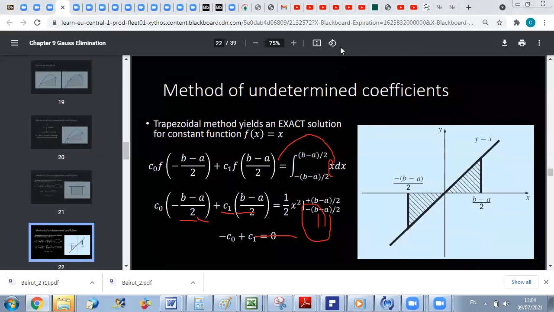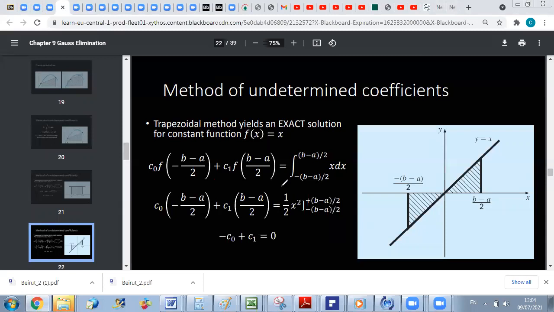Okay? So now I will repeat the same procedure, but now I will say that I expect that this trapezoidal method can give me the exact value if my function type is linear. This is why I will repeat the operation and say that C0 times f of x0, which is minus b minus a over 2, plus C1 times f of b minus a over 2, which is x1, is equal to the integral of the linear function x, between minus b minus a over 2 and b minus a over 2.